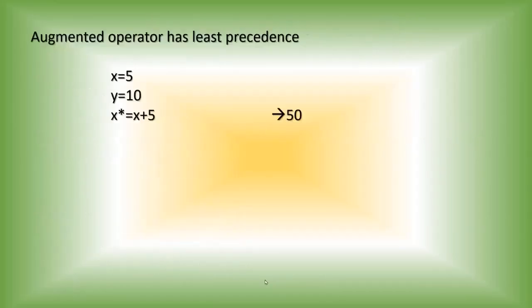Now next we can say the augmented operator has least precedence. I have written one example over there: x is equal to 5, y equal to 10, x into equal to x plus 5.